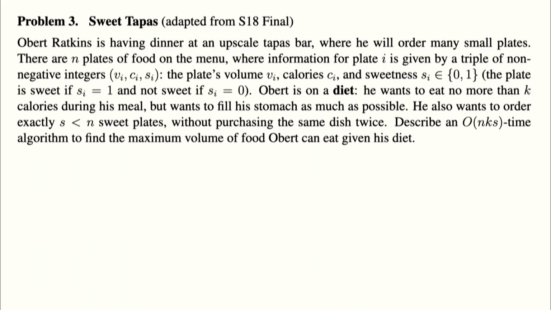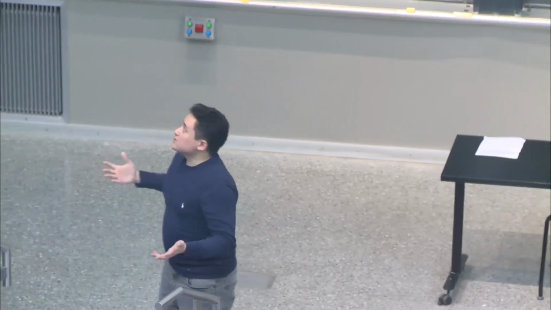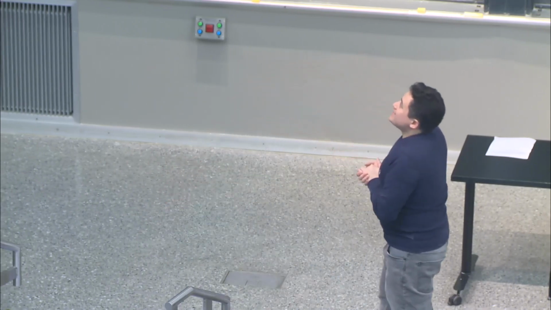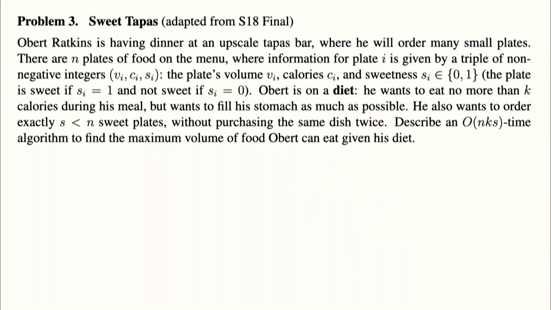Okay, so here's a condition that's similar to the knapsack 0-1 problem versus a knapsack kind of general problem. Am I allowed to take more than one of these things or not? Here, it's a restriction that I'm not allowed to take a plate more than once, okay? And I'm going to try to describe an order NKS time algorithm to find the maximum volume of food Obert can eat given his diet.